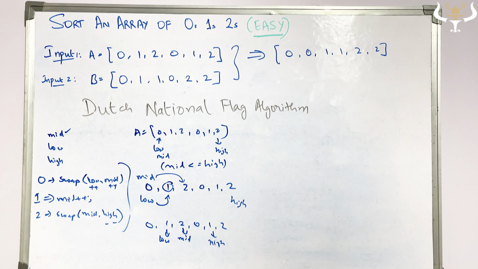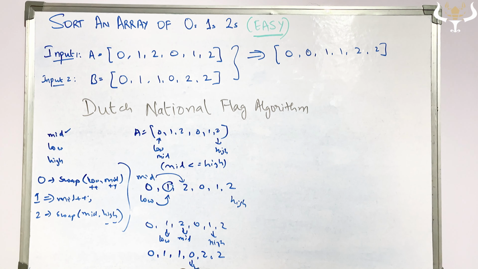Right? 0, 1, 2 and 0, 1, 2. Now what is my mid element? Mid element is 2 again. Whenever it is 2, I'll just have to swap my mid and high element and decrement the high value. Now it becomes 0, 1. My high element is 1. I'll just swap it and then 0, 2 and 2 and decrement the high value.